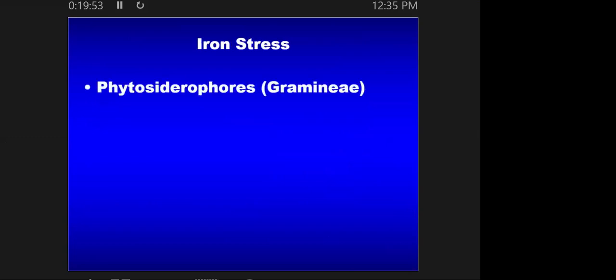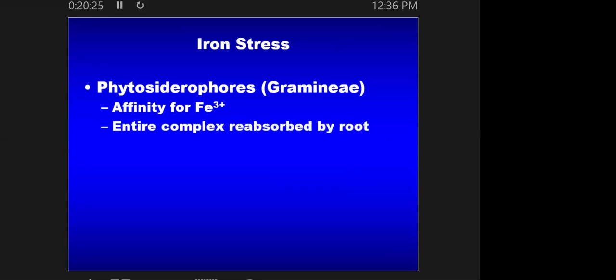Another strategy that's been heavily studied in the grass family, Gramineae, is the special compounds that the plant makes called phytosiderophores. So phytosiderophores are a special class of chemicals that will act kind of like chelating agents again. They will bind especially the ferric form, Fe3 plus. And it's kind of unusual because these chemicals will latch on to the iron and then everything gets brought in, including the chelating agent. And everything just gets reabsorbed by the root, and then the root will release the iron and have it sent on its way through the plant.